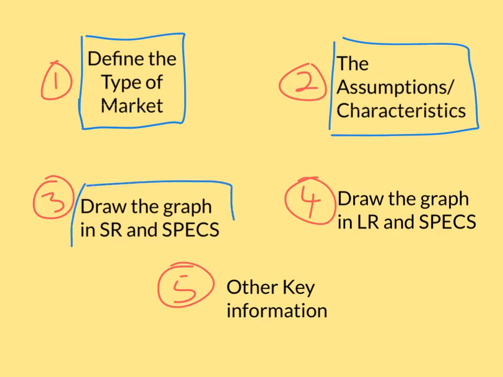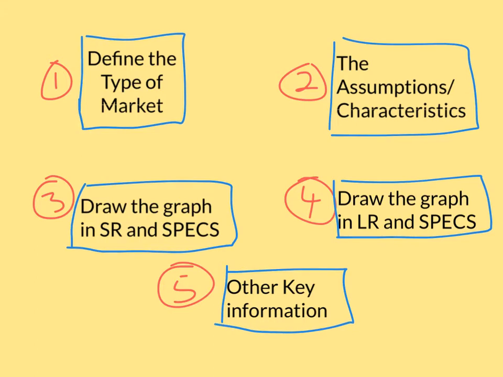We will draw the graph in the short run, and I'm going to talk you through SPECS, which is a little mnemonic that I use to help us remember how we describe the actual market structure. Then we will learn to draw the graph in the long run. In one particular case, there is no short and long run, so it's the one graph for both. And then finally, we look at other key information. For example, if we look at monopoly, we might be looking a little more into the barriers to entry and the different types of barriers to entry.